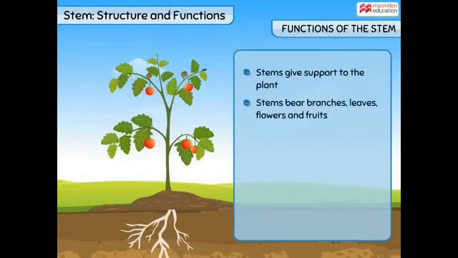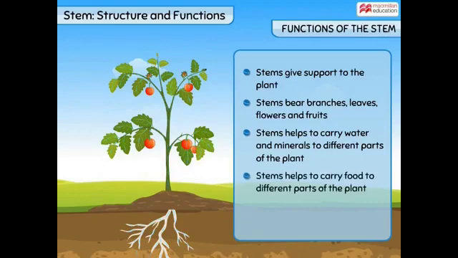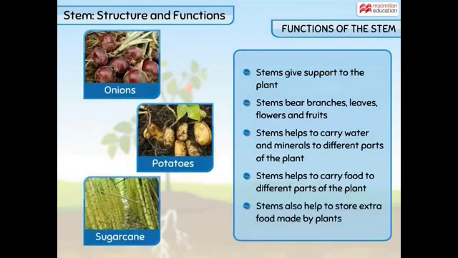Apart from giving support and bearing branches, leaves, flowers and fruits, one very important function of the stem is to carry water and minerals absorbed by the roots to different parts of the plant. Thin tube-like structures inside the stem help to carry water from one place to another. And not just water. The stem also helps to carry food prepared by the leaves to different parts of the plant. Stems of some plants also help to store the extra food made by plants. We eat many such stems like onion, potato, and sugar cane.